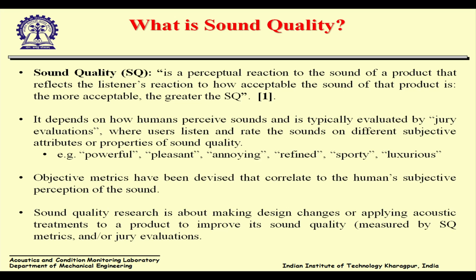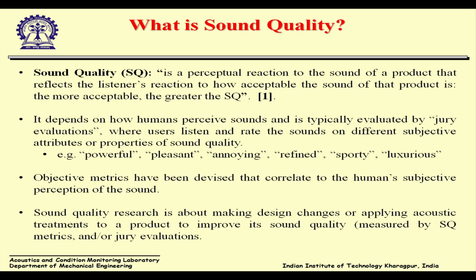So if we can have some objective numbers through which we can say, okay, if the loudness level of the sound is this much, then it will be perceived as much better for a sporty car. So we want to define everything by numbers. Some metrics, which are called sound quality metrics or psychoacoustic metrics, have been devised which correlate very well with how the human ear receives, analyzes and perceives the sound. So the core of the sound quality research is to make design changes or to apply some acoustic treatments to a product to overall enhance the quality of the sound.